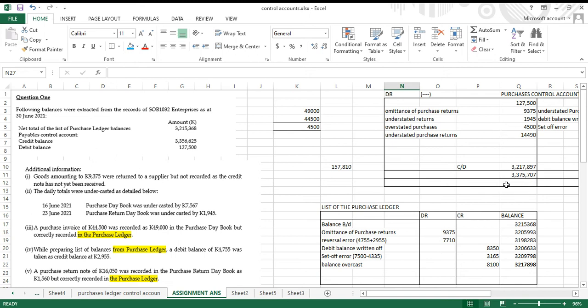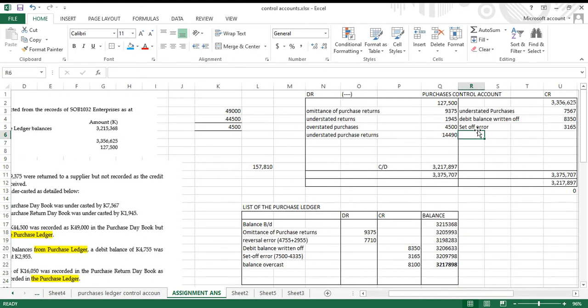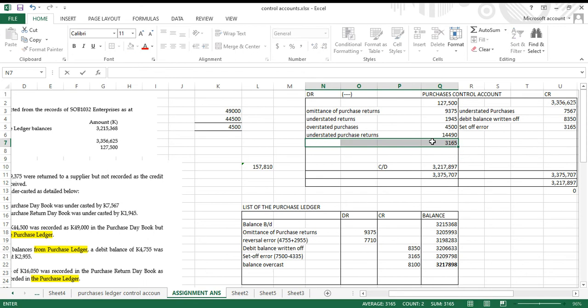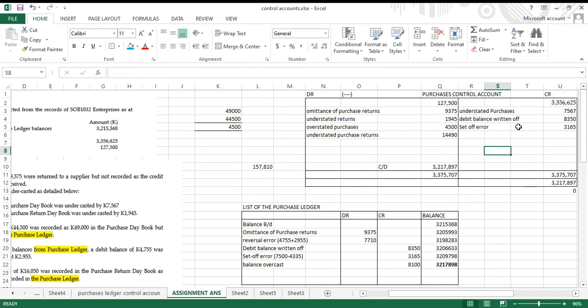Usually whenever there's a set off, we debit the purchases control account. But in this case, we have an error. So to get rid of the set off error, we're going to credit our control account, because initially the set off was sitting here, 3,165. But since it was an error, we have to get it out of the debit side, get rid of it and credit it.